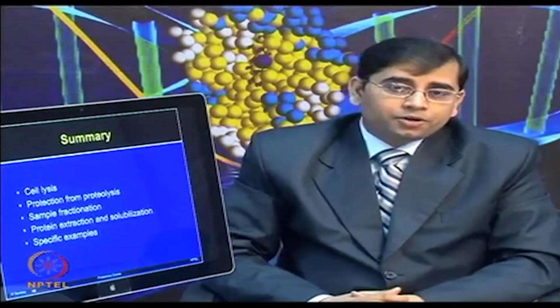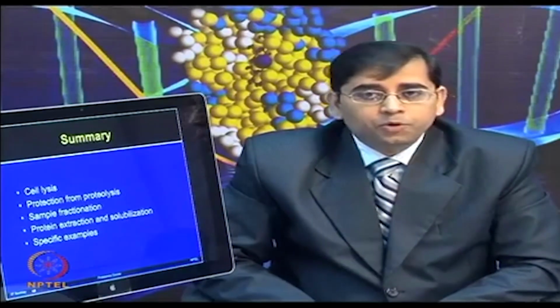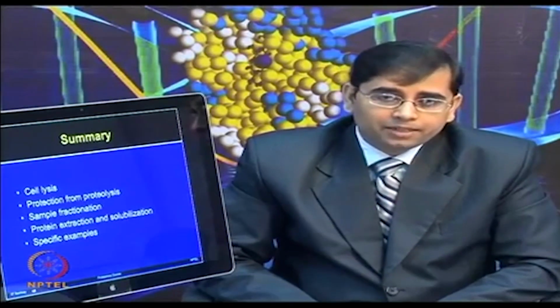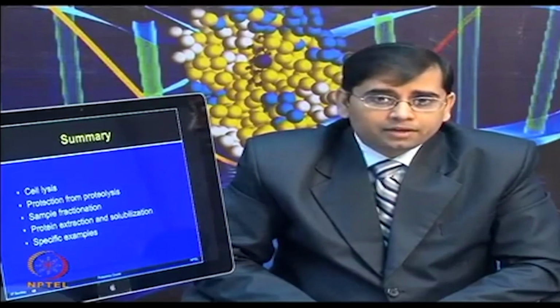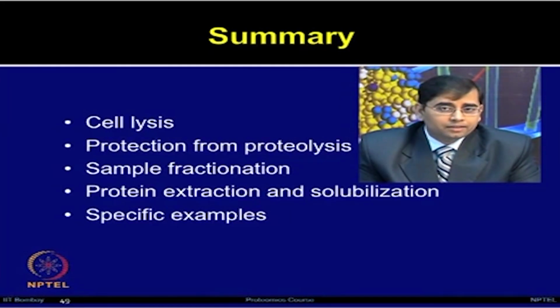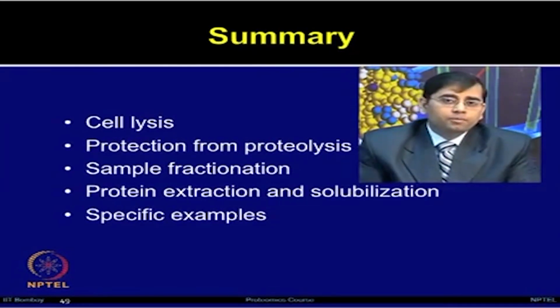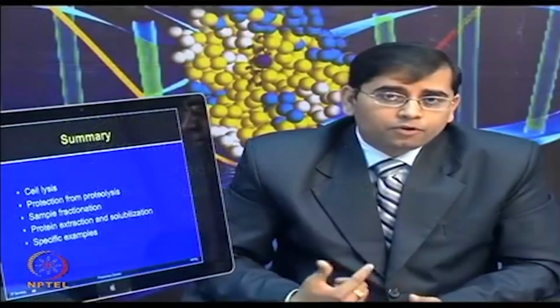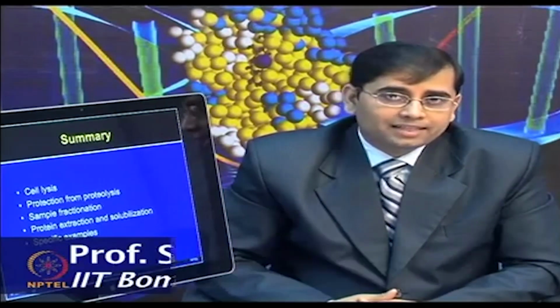So, we will continue our discussion on how to perform protein extraction and proteome analysis of serum and different types of biological samples in the next lecture. But in summary, today you have learnt how to perform cell lysis, how to protect the proteins from proteolysis by adding various types of protease inhibitors, sample fractionation methods, and how to use protein extraction and solubilization for effective protein solubilization, and now we are talking about specific examples. We will continue our lecture in the next class on serum proteome analysis, followed by bacterial and plant proteome analysis. Thank you.